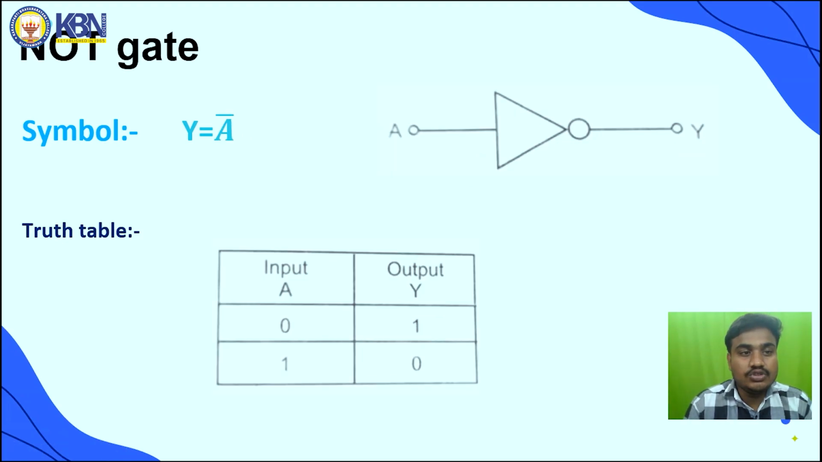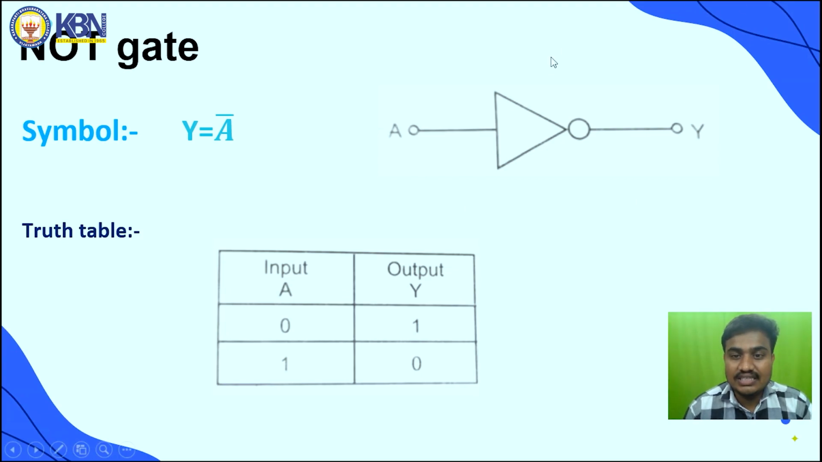And coming to the NOT gate, it just acts as an inverter gate, we will call it. It acts as an inverter gate. If the input is high, the output is low. If the input is low, the output is high. It is represented by the complement.